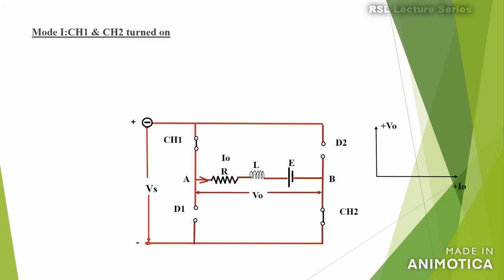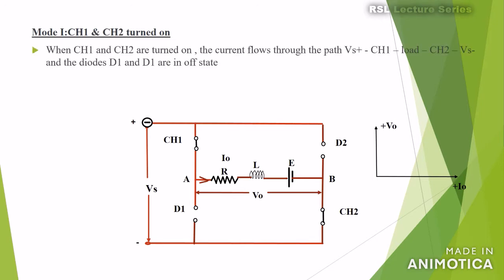So now we'll discuss mode 1. In mode 1, both the choppers, that is these semiconductor devices CH1 and CH2, are turned on. So once the choppers are turned on, the current will start flowing through the circuit. It will start flowing from Vs plus through this chopper CH1, through the load, through this chopper CH2 and completes its path through Vs minus. So now the current through the load is from the terminal A to B.